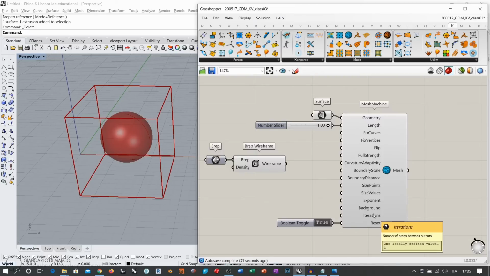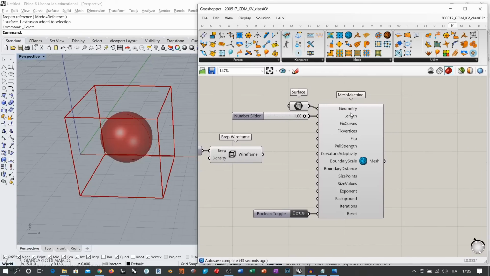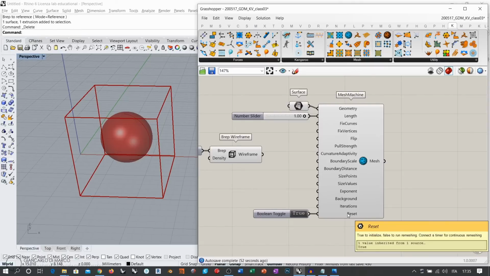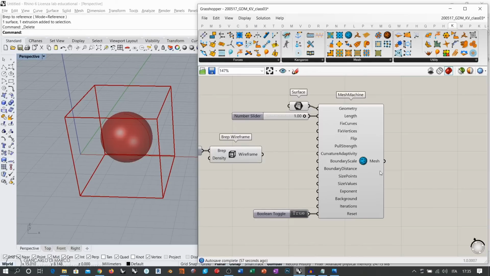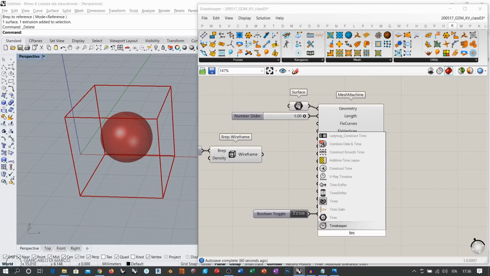And the other one is iterations. How many steps you want to obtain between the outputs. So this is basically something like a refining process. But the way to work with this that I recommend is to follow the instruction of the reset toggle, which says that you can connect a timer if you want a continuous remeshing. Okay, so independently from how many iterations you want to program, you can connect here a timer.